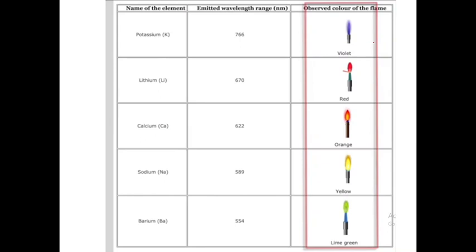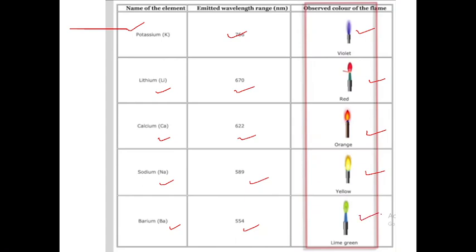to the flame. So here we can see for potassium, the emitted wavelength is 766 nanometer, and the color of the flame will change to blue. Lithium, we have 660 nanometer, and the color will change to red. Calcium, we have an emission wavelength of 622 nanometer, the color will change to orange. Sodium, we have an emission wavelength of 589 nanometer, the color will change to yellow. Barium, emission light 554 nanometer, the color will change to lime green.